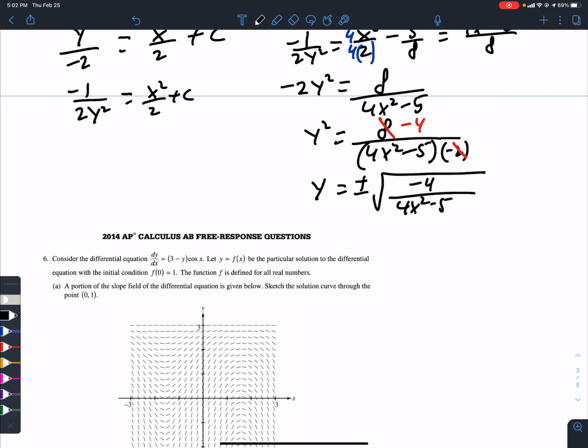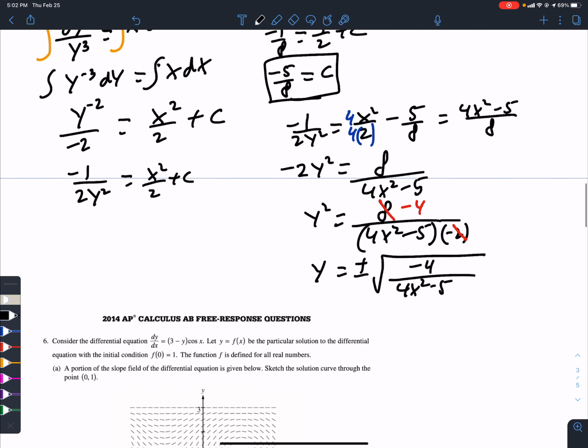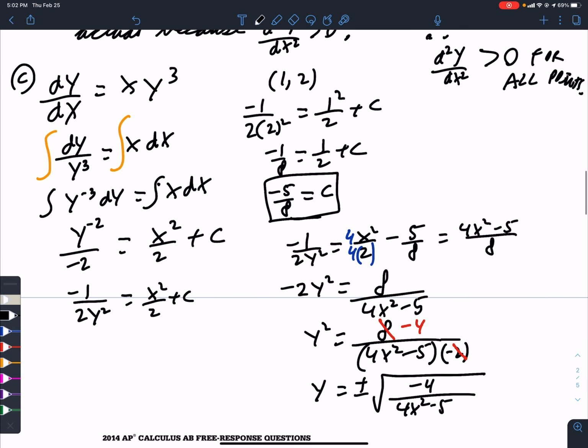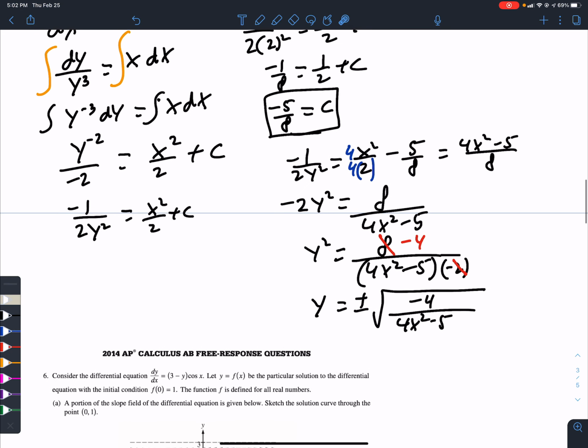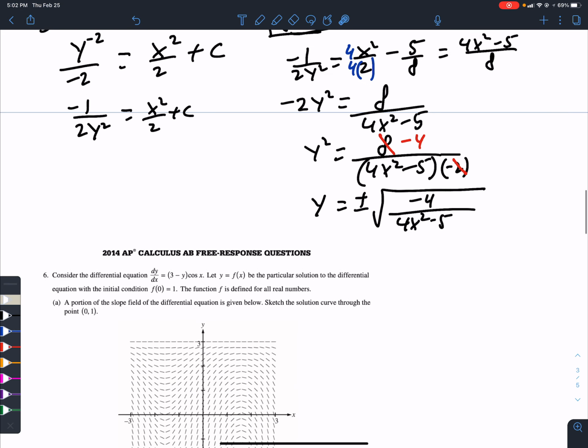Now, that answer should be fine in that form, but let's double check. When I plug in 1 for x, it needs to equal 2. If I plug in 1 for x, right, I get 4 minus 5 is negative 1. Negative 4 divided by negative 1 is positive 4. Square root of positive 4 is 2. That's what I'm supposed to get, but I'm supposed to get a positive 2. So therefore, I don't need the negative, okay, because the answer has to come out positive.